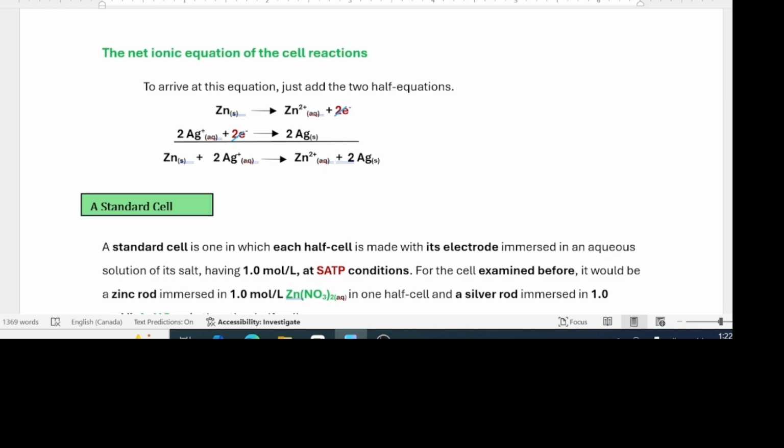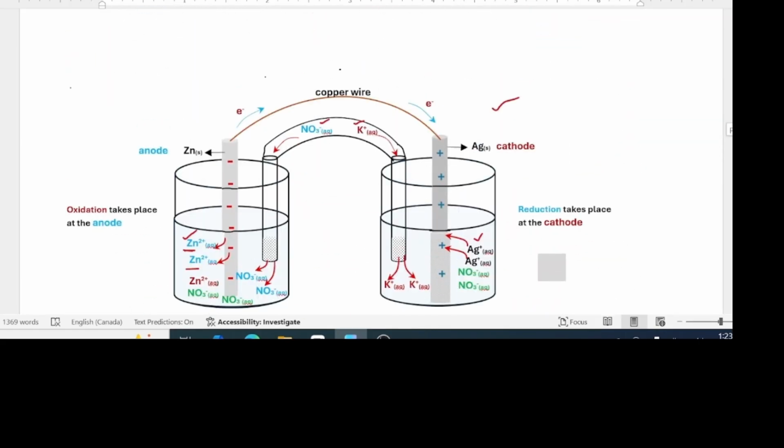Now the net ionic equation of the cell reactions. To arrive at this equation, we're going to add the two half equations. So this is the oxidation half equation, and that is the reduction half equation. And we can see that this is a net ionic equation for the reaction. And of course, it is a single displacement reaction that is happening between zinc and silver ions to give you zinc ions and silver. That is allowed to take place in two half cells that helps to create a difference in electric potential between them that allows a current to flow.